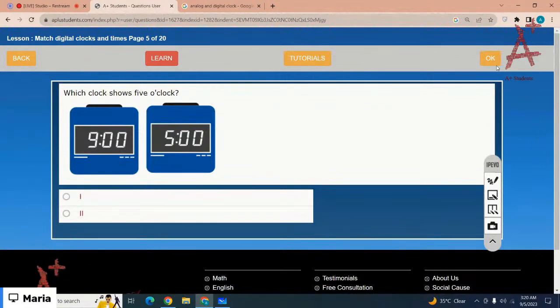Which clock shows 5 o'clock? Which is the correct option? 5 o'clock means exactly 5 hours and 0 minutes, right? So that would be the second option, that shows 5 o'clock.